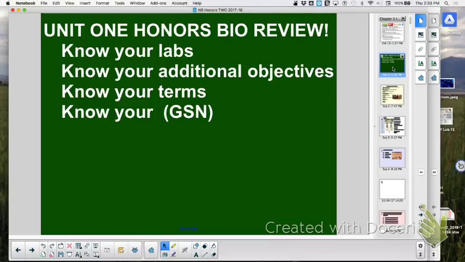The other thing I want to remind you is, oh, that says Unit 1, sorry, but same thing. Know your labs. What was your big lab this time? The cell lab, right? So you had your cell lab and you looked at how to make a cheek cell, right? We looked at starch and iodine and glucose. Remember the whole setup with that?